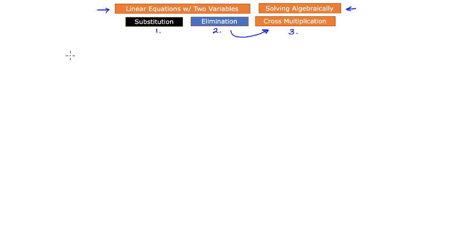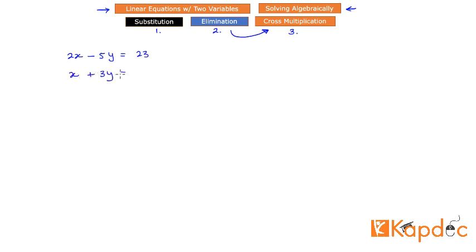So the substitution method first. Let's say my two equations that have been given to me are 2x minus 5y is equal to 23, and the second equation is x plus 3y is equal to 17. Label this as equation 1 and equation 2. In substitution, the technique is that out of these two equations, take any one of those two equations and define one variable with respect to the other variable. At this stage, you can pick any one of those two equations.